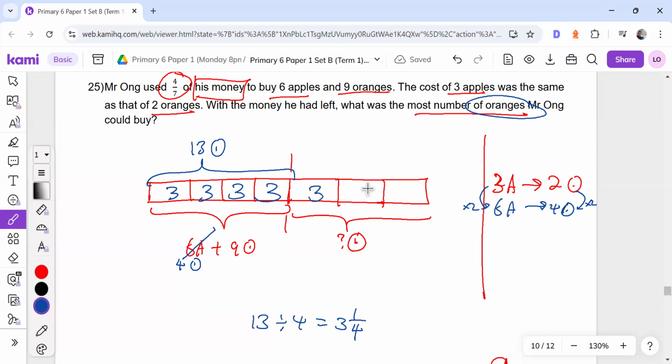You also put three because every box is the same. Three, three, three. Right? So how many oranges can he buy with the rest of the money? Isn't that 9 oranges? Right? So you can only buy 9 oranges.